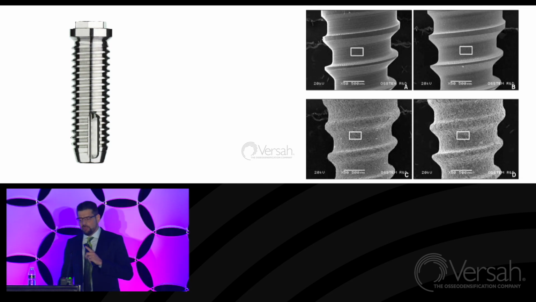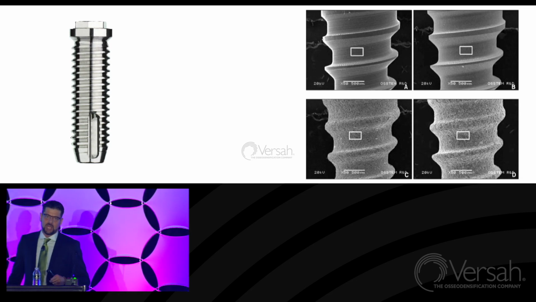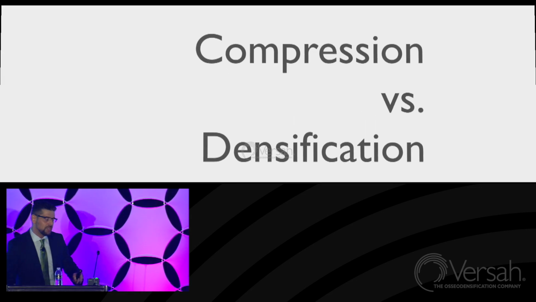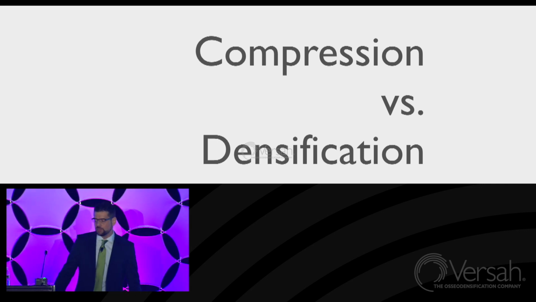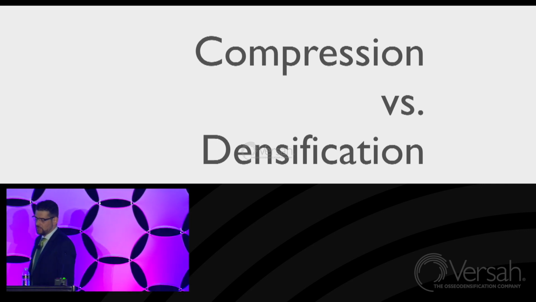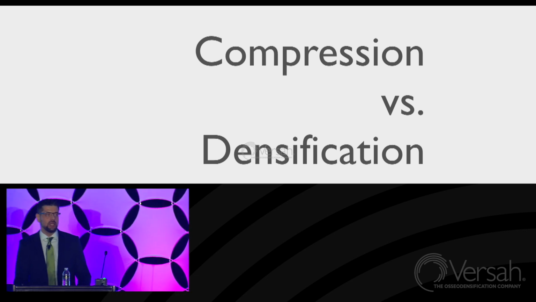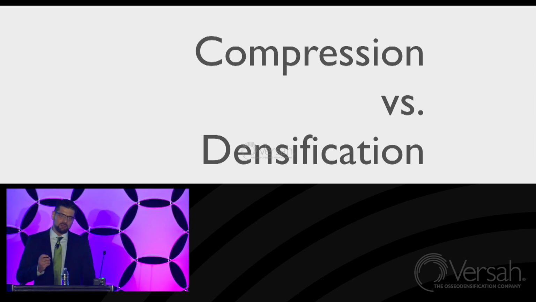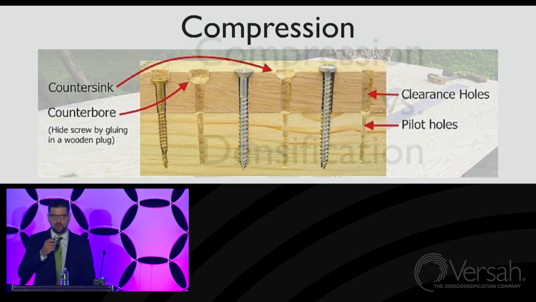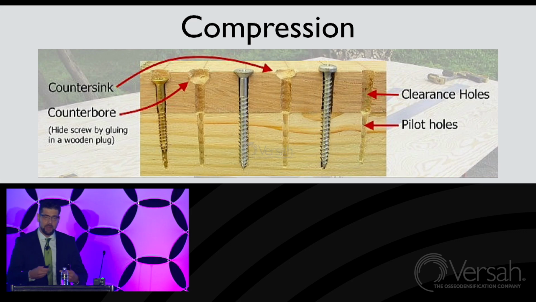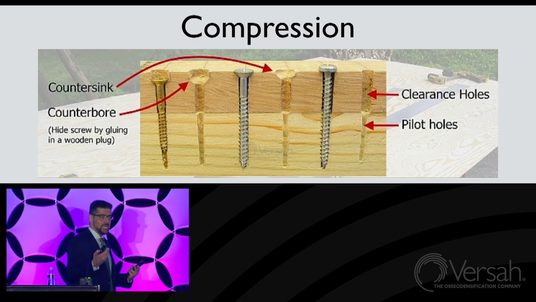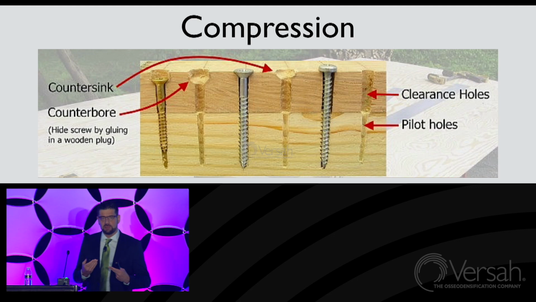Here's what I have learned the hard way, and I want to share with all of you. The notion of compression and densification. Compression is what we've always done in implant dentistry. If you look at the final drill size for any implant that you place, it's always significantly smaller than the size of the implant. That's how we achieve primary stability. Usually we under-prep by about 0.6 to 0.8 millimeters, which is significant.